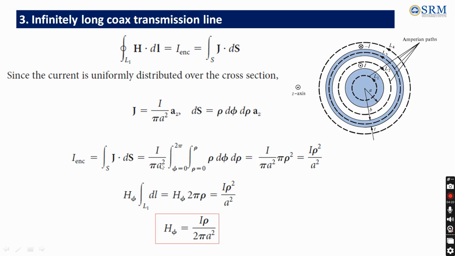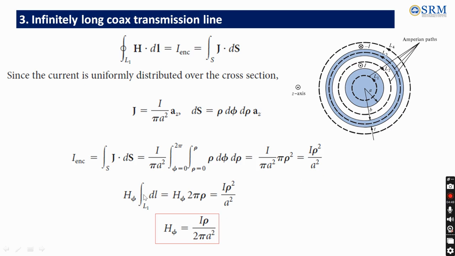So if I have this constant outside, I by pi a square, the integral of d phi comes as phi. Applying the limit of phi 0 to 2 pi, I will get 2 pi. Then the integral of rho is rho square by 2. So the 2 pi and rho square by 2, the 2 and 2 in the numerator and denominator get cancelled, and I will get I rho square by a square.